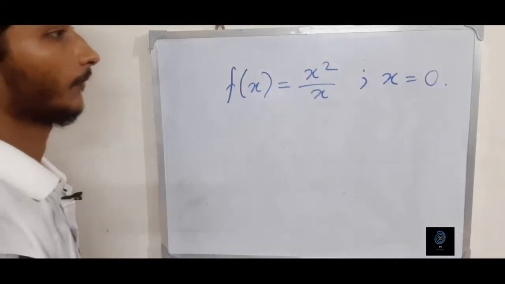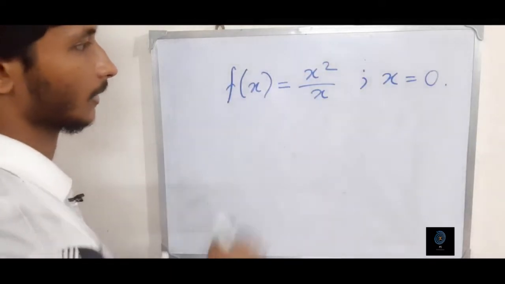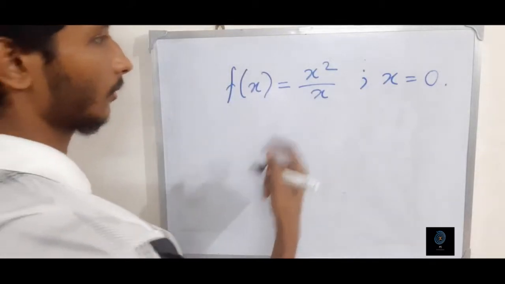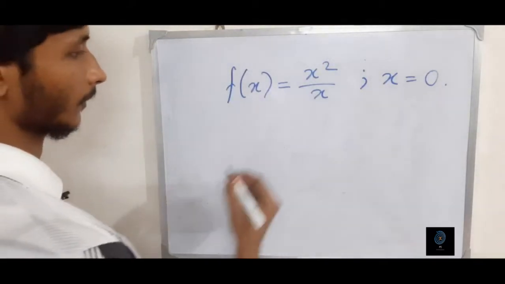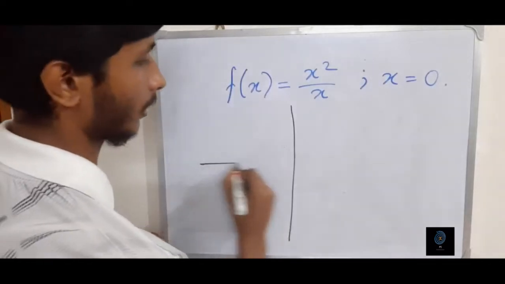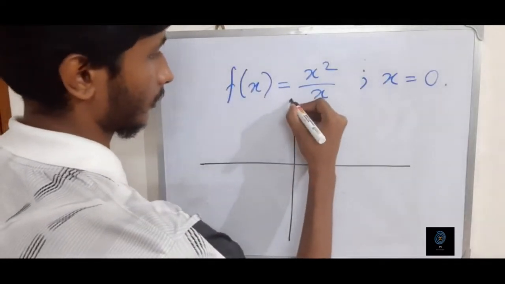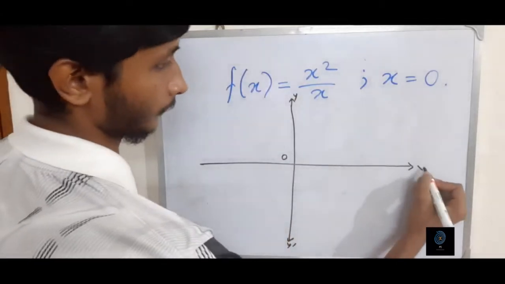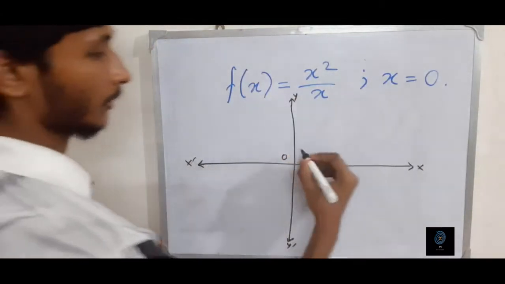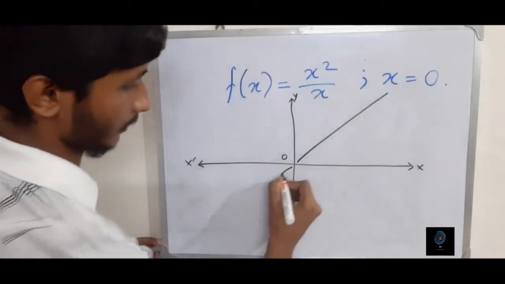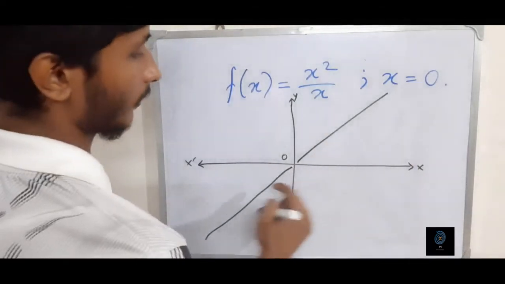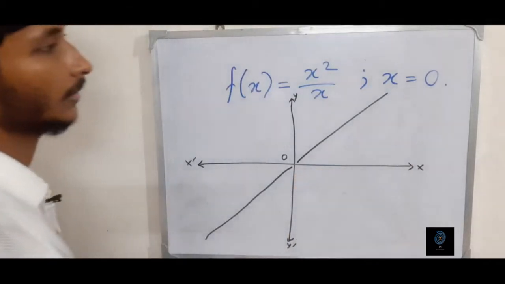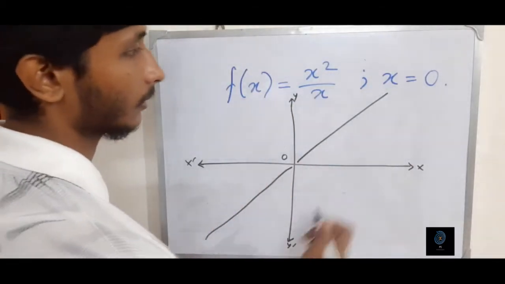0. So as we can see, this function is undefined at the point x is equal to 0, as in the denominator we have 0. So let us draw the graph. This is the origin. The graph looks something like this. This is angle 45 degree, this is also 45 degree, and it never touches the origin because the function is undefined at x is equal to 0.